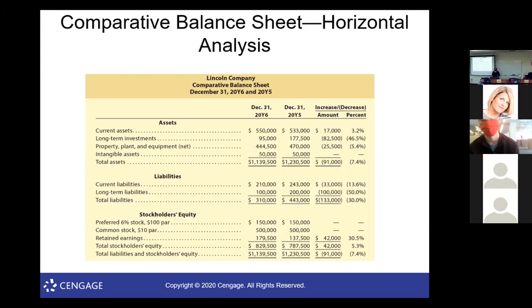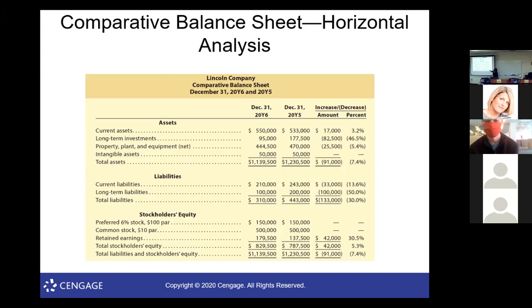Now I can also make the assumption that they sold investments, got 82,500 in cash, and with that cash, they paid off some of their long-term liabilities. So as you can see, you can start making some assumptions. We don't know for sure what happened, but it's very reasonable to assume, based on these changes, that we can come up with some idea of potentially what happened with this company from year to year.